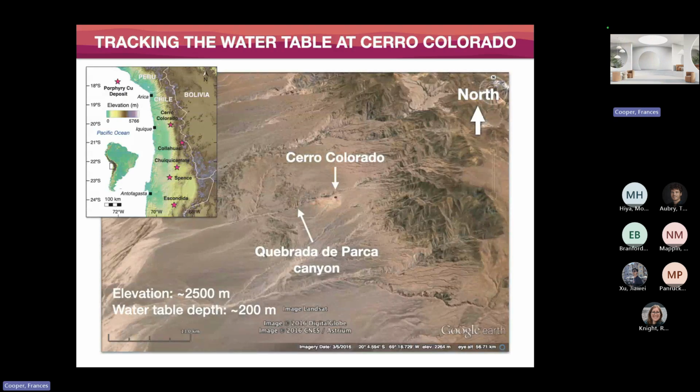Okay, so what do we find? Let's start off with Cerro Colorado. Just a reminder of where we are. Cerro Colorado sits up here in northern Chile, just on the western margin of the Altiplano. We're up on the western flank, and you can actually see it on Google Earth very clearly. Here's the pit. And just to remind you, there's this great big canyon running right through the middle of it called the Quebrada de Parca Canyon. Cerro Colorado sits at an elevation of about 2,500 meters, and it has a very deep water table, about 200 meters deep.